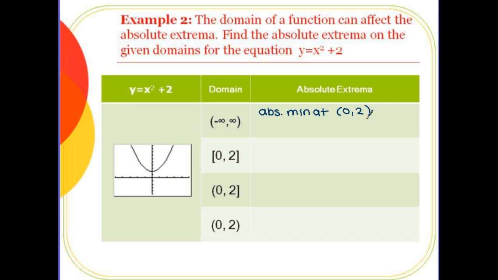No. Absolute means it is a defined clear point. So these graphs extend infinitely positive. Therefore, there is no absolute max. What if I close the domain? What if I said now all we want to do is take a snapshot from 0 to 2? Okay, so now where would my absolute min be? 0. Where would my absolute max be? 2, 6.